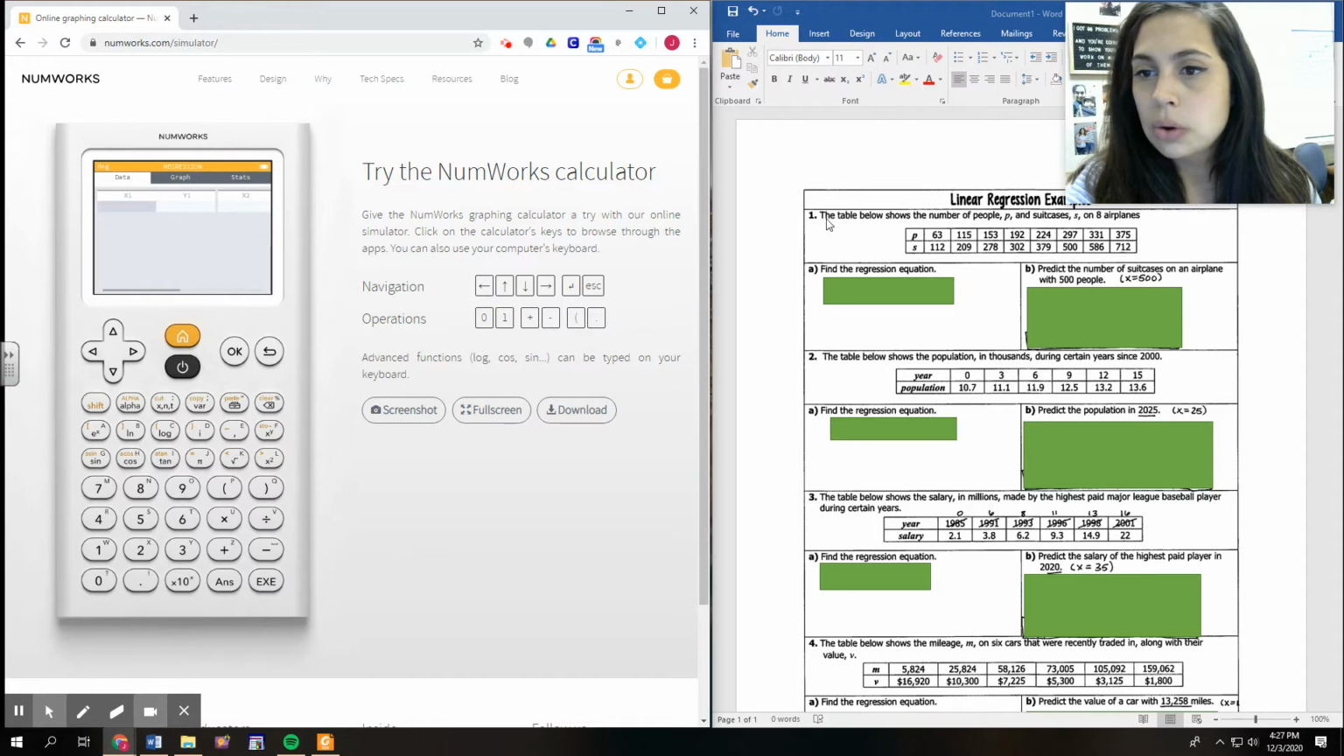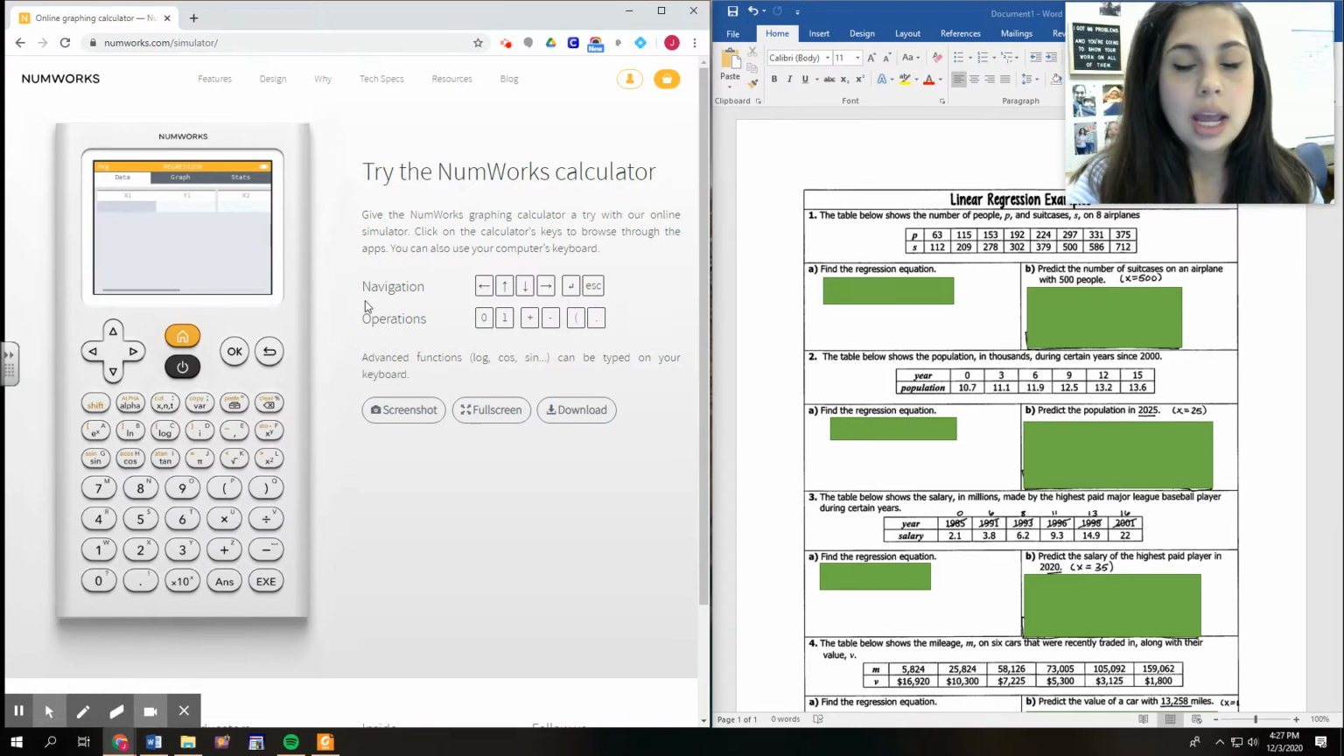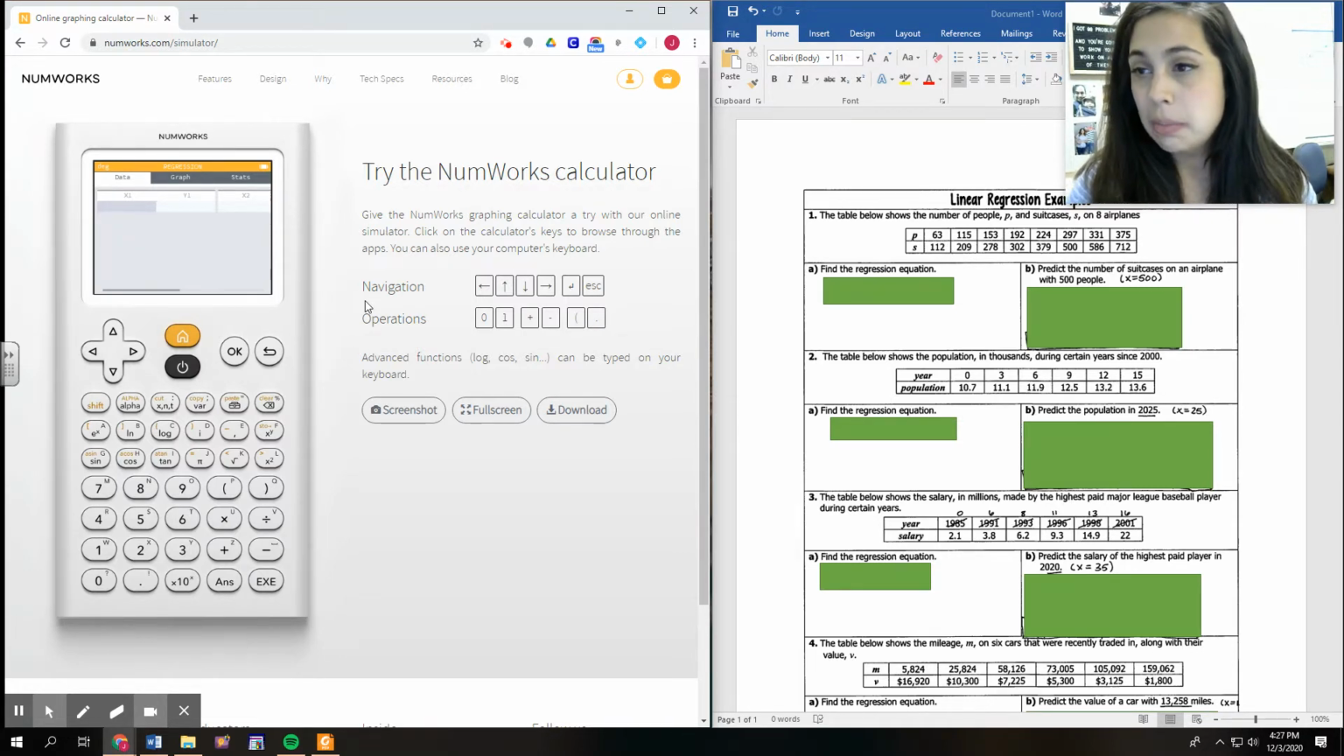Here's the table. The table below shows the number of people P and suitcases S on 8 airplanes. P looks like it's going to be our independent variable, which is x, and suitcases S will be our dependent variable, which will be y. Here in x1, I'm just going to use my computer keypad to type in the numbers. We have 63, enter, 115, 153, 192, 224, and 297, 231.